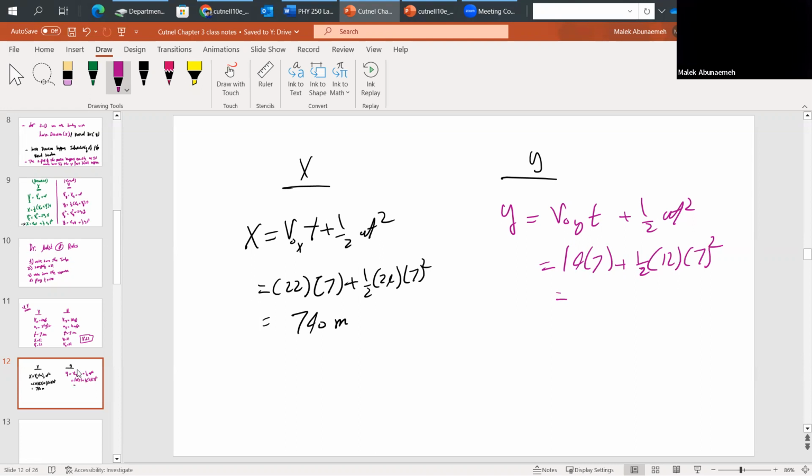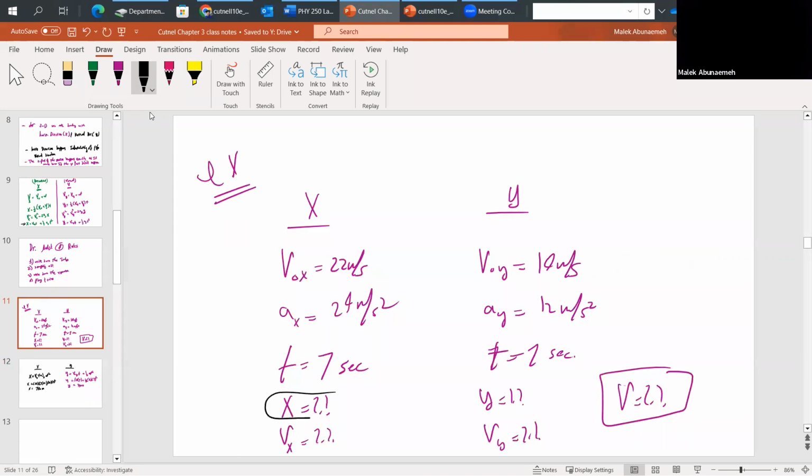So I got a magnitude of 390 meters in the y direction, and we have 740 meters in the x direction. Now, that's for the first one. So we found out these two. All right, well, let's find out the next one.